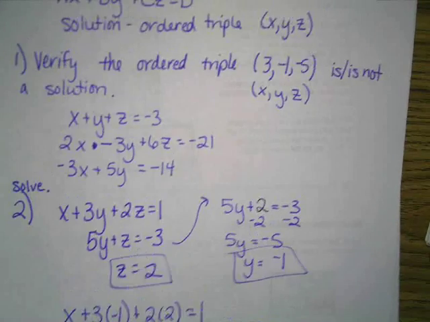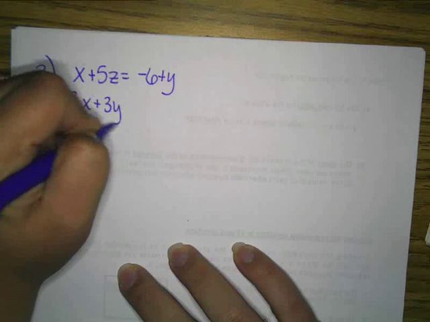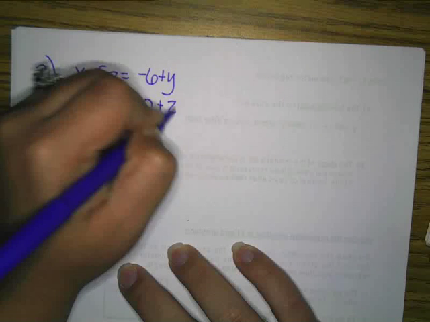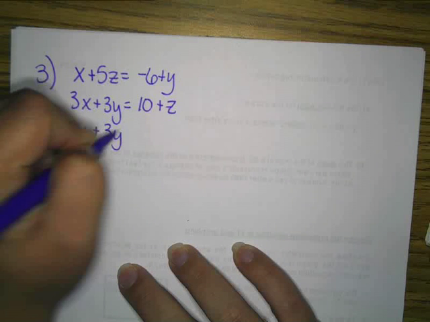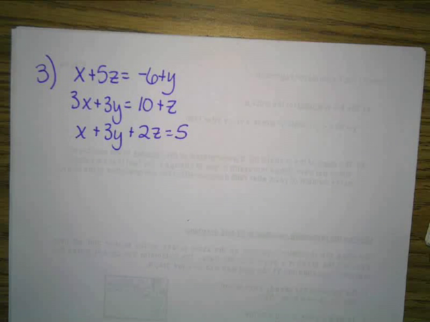Okay, so what happens if we have a problem that doesn't look so simple in a back substitution format? Let's look at x plus 5z equals -6 plus y, 3x plus 3y equals 10 plus z, and x plus 3y plus 2z equals 5. And I know that sounds like a lot, so take a moment, pause it if you need to. Remember, the key to using these videos is to pause when needed and get that copied down.